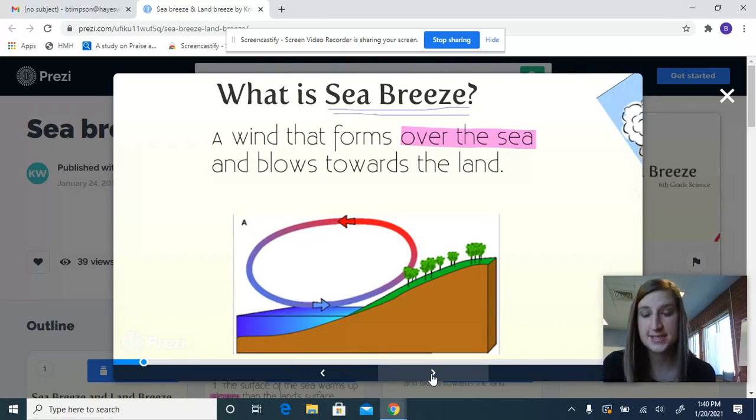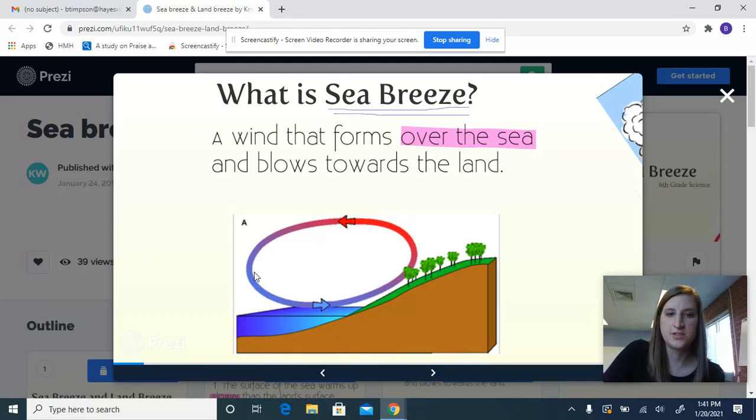So what is a sea breeze? A wind that forms over the sea and blows towards land. So you need to think of sea breeze as going from sea to land. If you look at the picture, you can kind of see that happening. This is blue because this is cooler air. It's blowing in towards land. Land is a little bit warmer. It's picking up a little bit of warm air, circulates back through, and it's creating this breeze. So when it's blowing from sea to land, it is called a sea breeze. And you'll notice that the cold air is coming from sea, warm air is moving back from land.